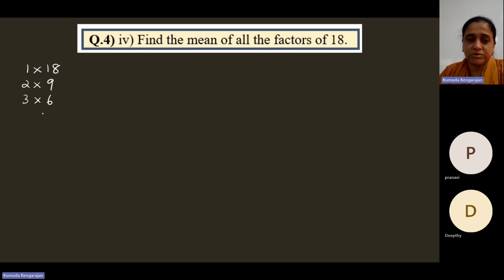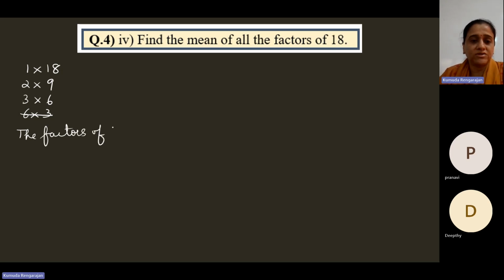4 tables, not divisible. 5, not divisible. Then 6, 6 into 3. When it repeats like this, 3 into 6, 6 into 3, stop there. You don't have to go ahead. You have all the factors now here.